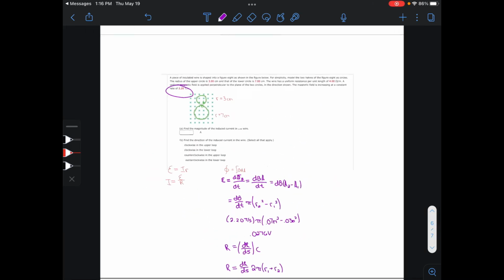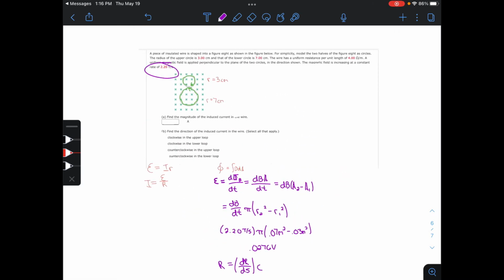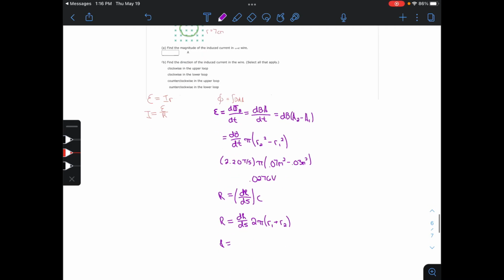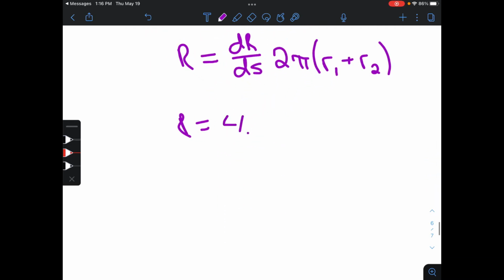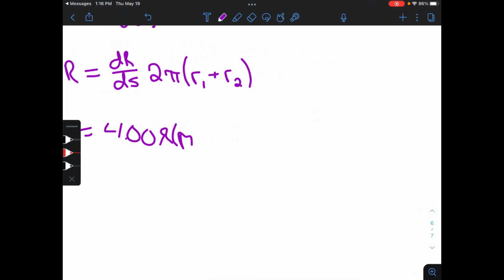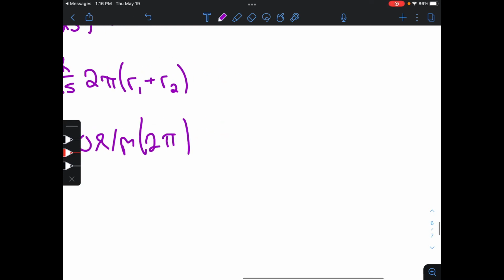Oh, that's the resistance. So resistance is equal to, so what is the rate at which the resistance changes. Okay, then we got ohms per meter, that should be ohms over meters, times our 2 pi, and this is just our radii.